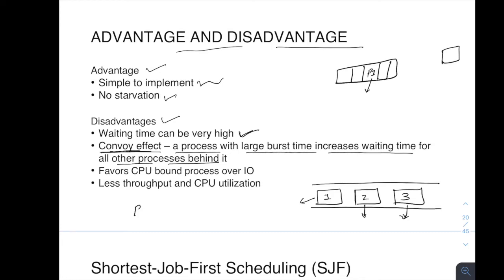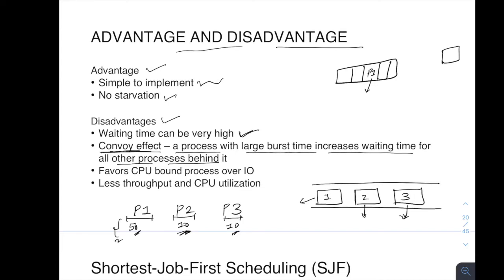Similarly here, if you have processes P1, P2, P3 in the FIFO queue, and P1 takes a lot of time, let's say 50, and for the others the time is only 10. So the burst time for P1 is 50, the burst time for this is 10, and for this is 10. But because P1 will take a lot of time, the waiting time for the other two increases a lot, right? So that's what the convoy effect is.